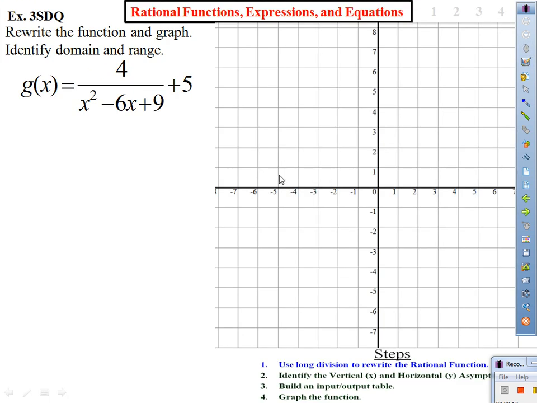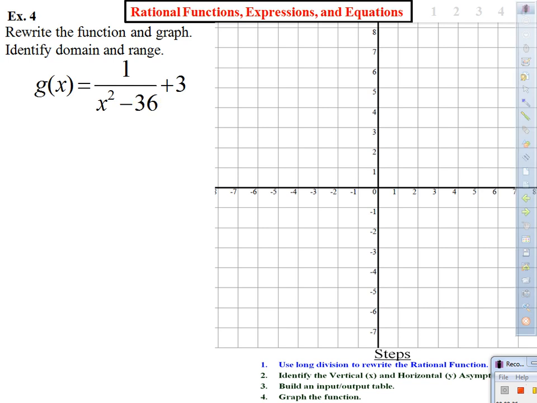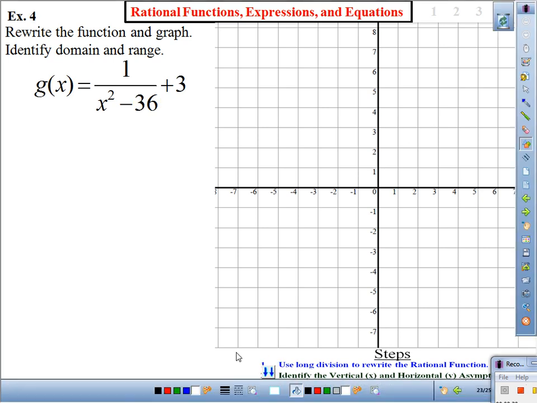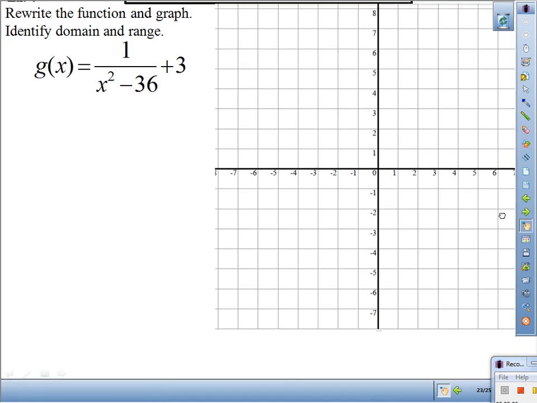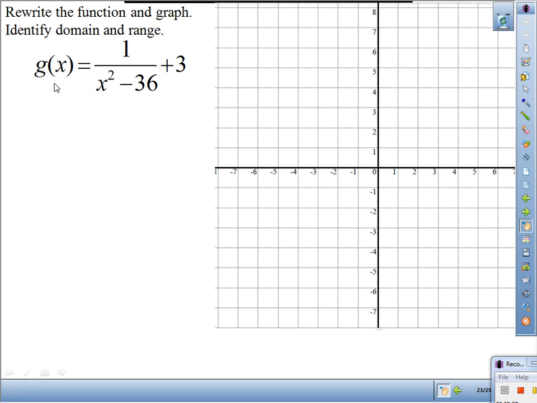Shall we crank it up? Copy this one. Example 4. Example 4 reads, rewrite the function and graph. Identify the domain and range. Okay, just copy it. I'm going to go over this one, because it's a little bit different.